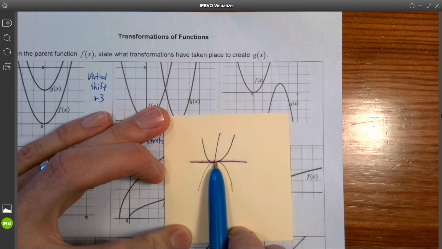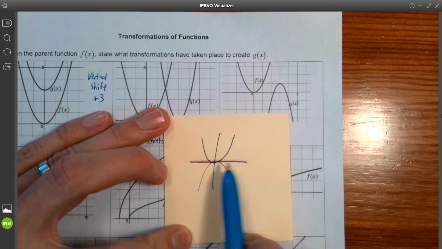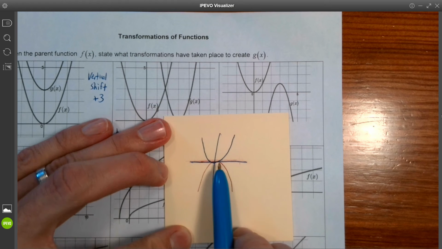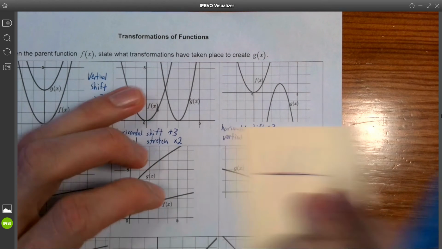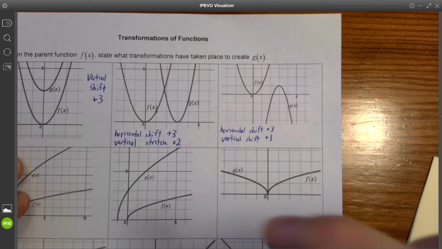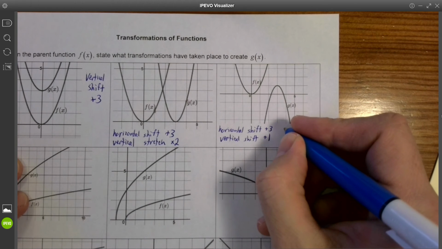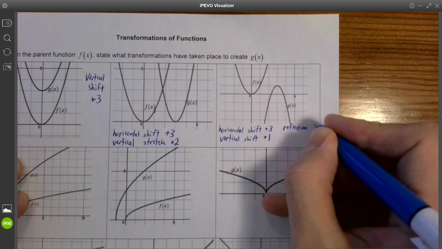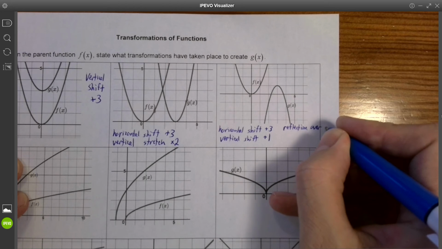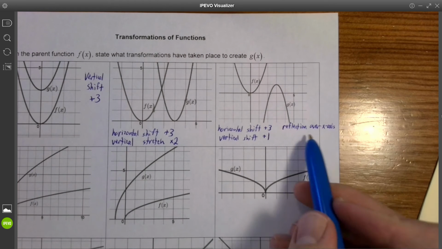Now, in addition to that, we also slid it to the right, and we also slid it up 1. Let me use proper mathematical terms. We translated it to the right 3. We translated it up 1, and there's one other thing also. So we've done a horizontal shift of 3, vertical shift of 1, a reflection over the x-axis, in addition to so many other things. We probably did that first.